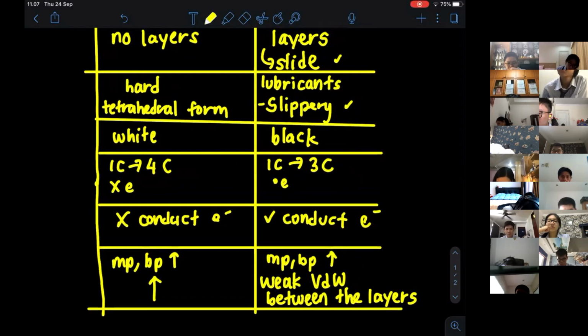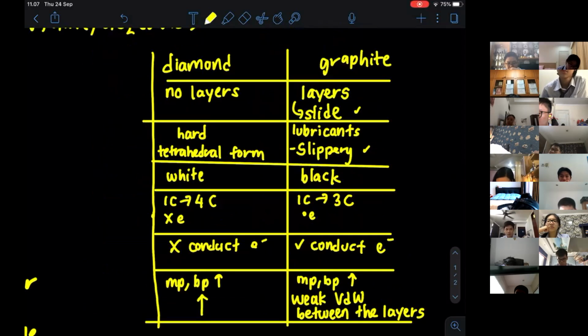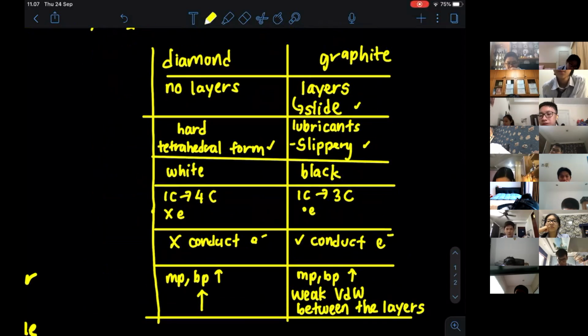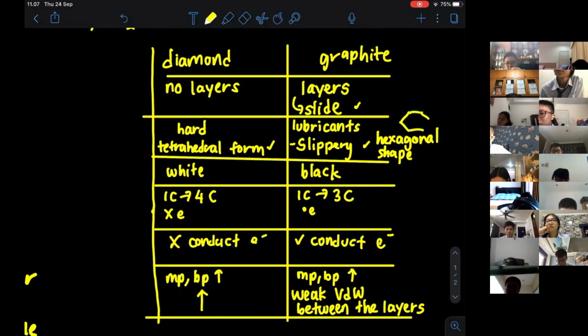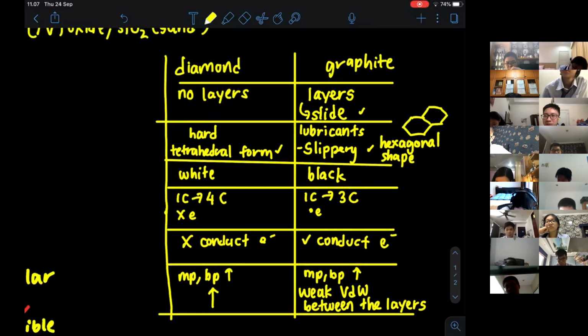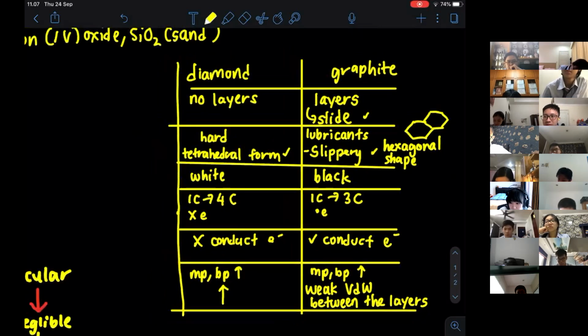Another one that I can write down is, because I mentioned about tetrahedral form, graphite, they are arranged in hexagonal shapes. The carbon that you have is going to be arranged in hexagonal shape, so they are going to be repeating. Something like this. I think there might be more differences, but I think these will be the main differences between diamond and graphite. So please take note of this.